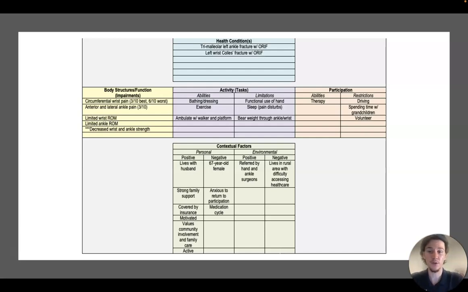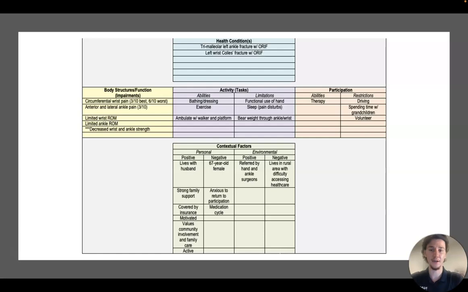She's covered by insurance, which is a positive factor because she's not going to be in as much of a financial burden with therapy, and she's going to be more willing to partake in therapy because of that coverage. And again, she values the community involvement and family care, which means she's very motivated to return to her values and get back in the community and get back to, again, the things she loves. And then before her injury, she was active. It said she walked about 7,000 steps a day and was constantly doing things, whether it was taking care of her grandchildren or volunteering, but being active is always going to be a positive personal factor.